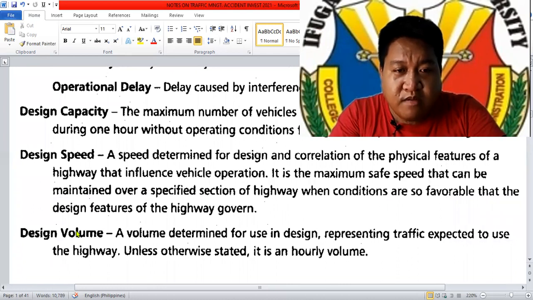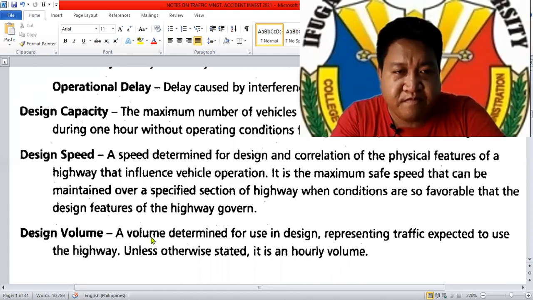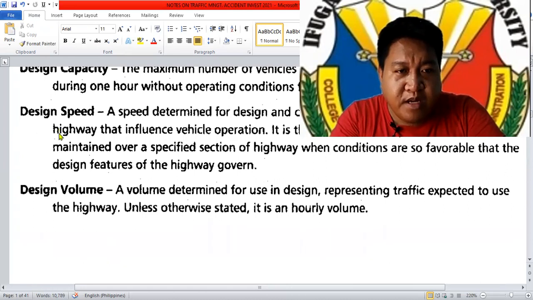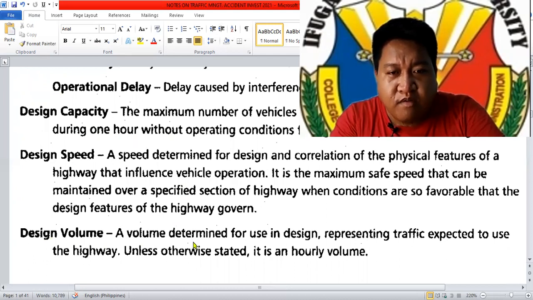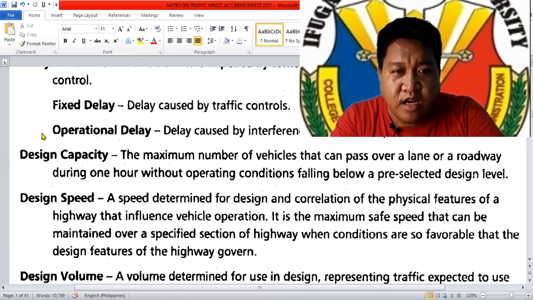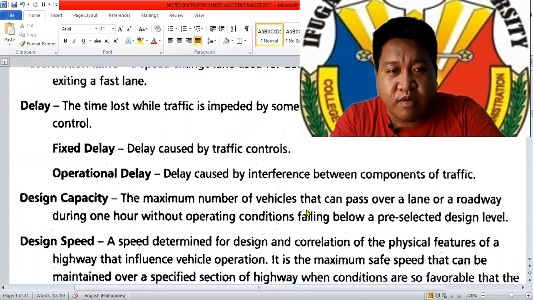Design volume is a volume. So volume naman is kung gaano karami. Determine the use representing traffic expected. Okay? So design speed, design volume, design capacity. So anong pagkakaiba ng design volume versus capacity? Volume determined for use in the traffic expected to use in the highway. And design capacity, the maximum number of vehicles that can pass over a lane or a roadway during 1 hour. Okay?